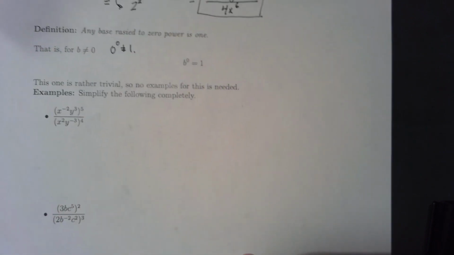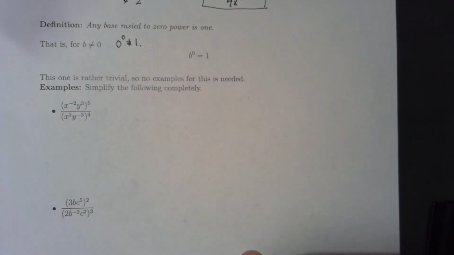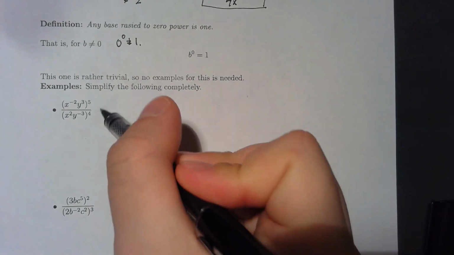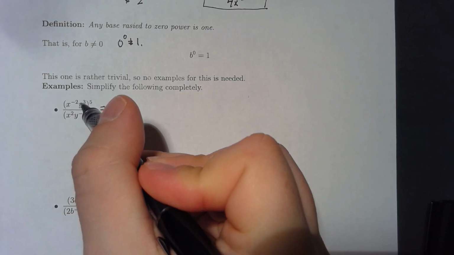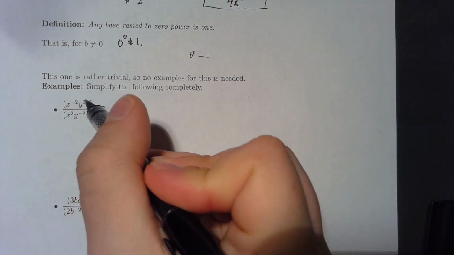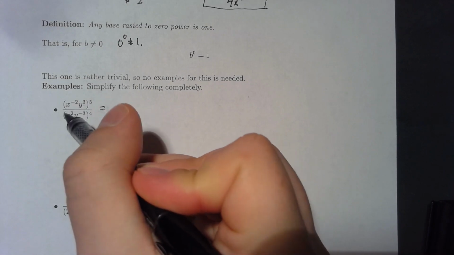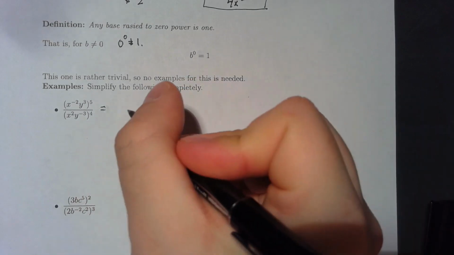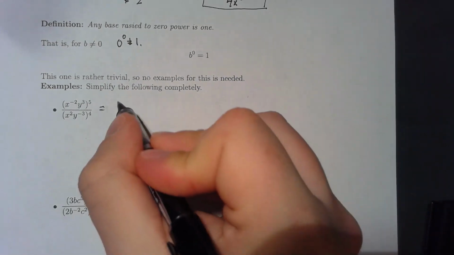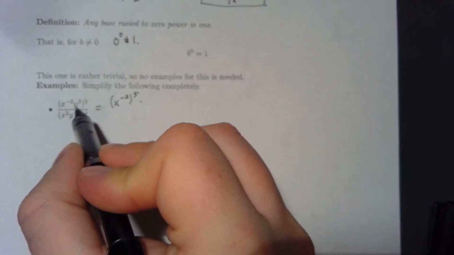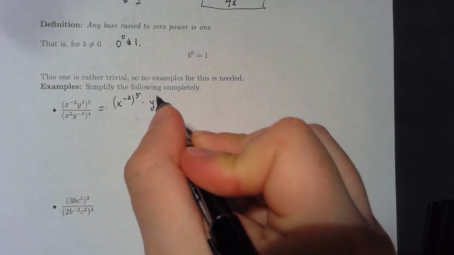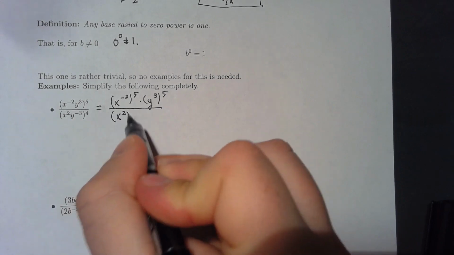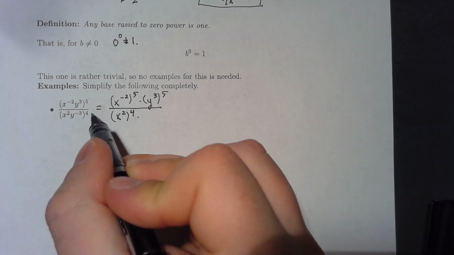The parentheses do that. So in these examples here, these are a summary of all the properties of exponents we've seen. The base of the numerator, everything that's raised to the 5th power, is everything inside the parentheses. Down here, everything inside the parentheses is raised to the 4th power. Since these are products, I could use the breakup rules. So this is going to be x to the negative 2nd to the 5th, times y cubed to the 5th, all over x squared to the 4th, times y to the negative 3 to the 4th.